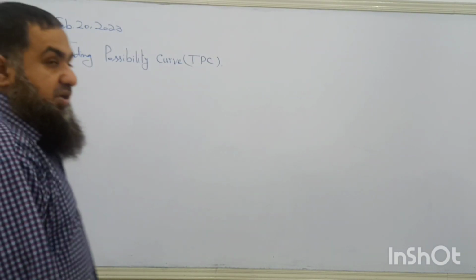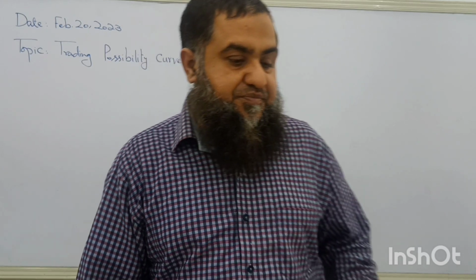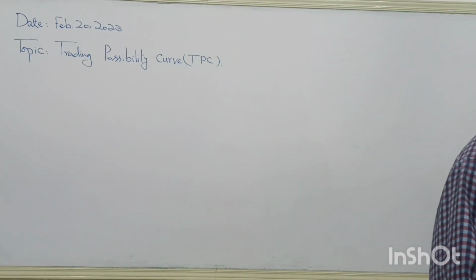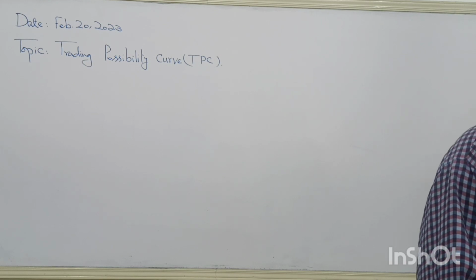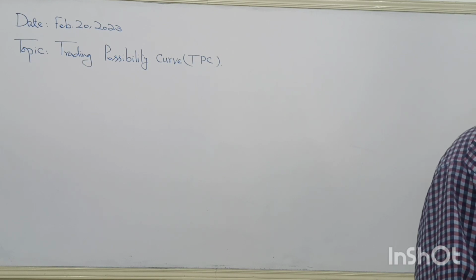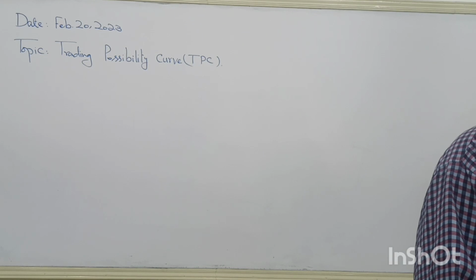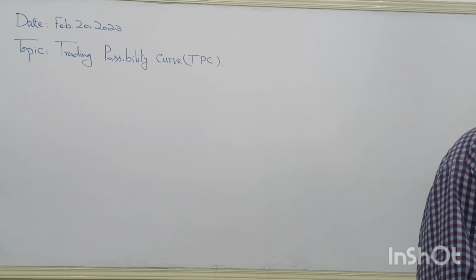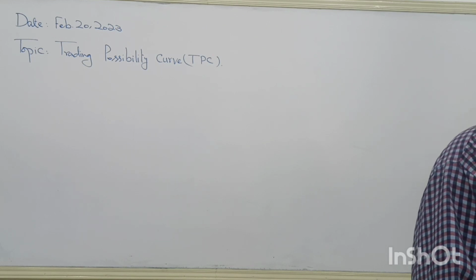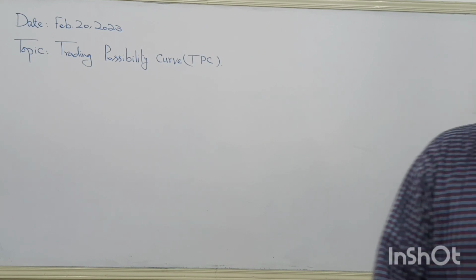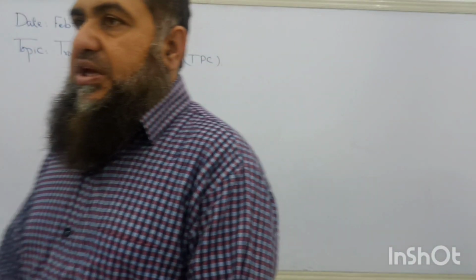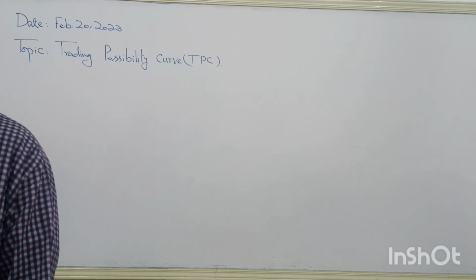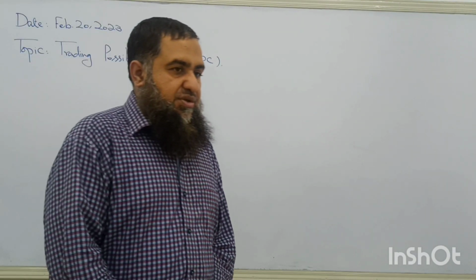Today our topic is the trading possibility curve. In our previous lesson we talked about comparative advantage. If a country has a lower opportunity cost to produce a good than another country, it will definitely specialize in that product where it has the lower opportunity cost. So all the countries which are specializing will depend upon their comparative advantage or their opportunity cost ratios.